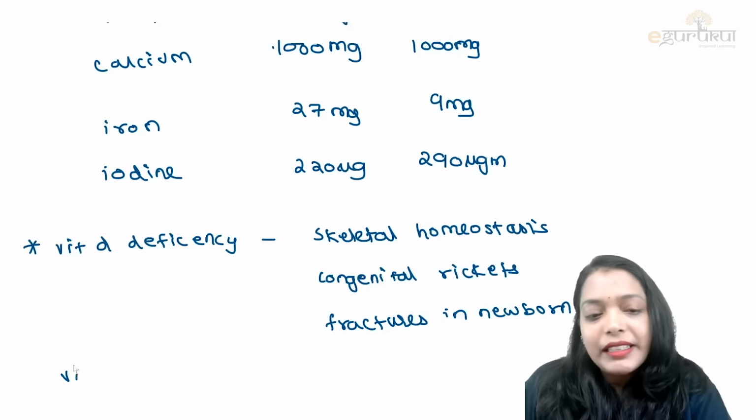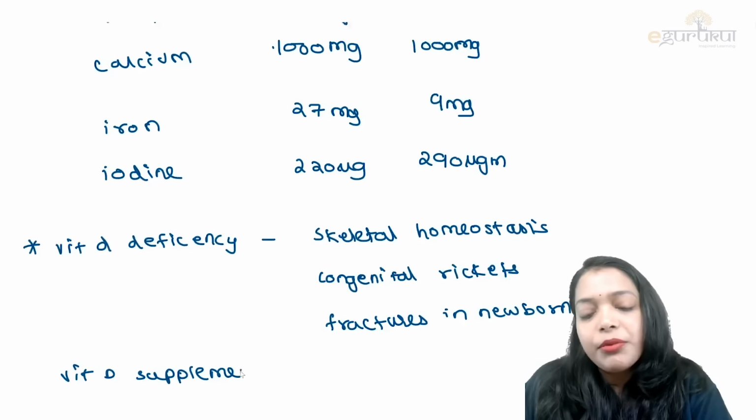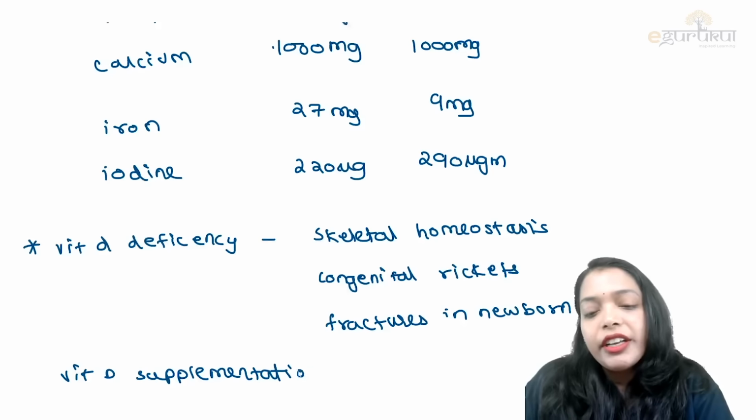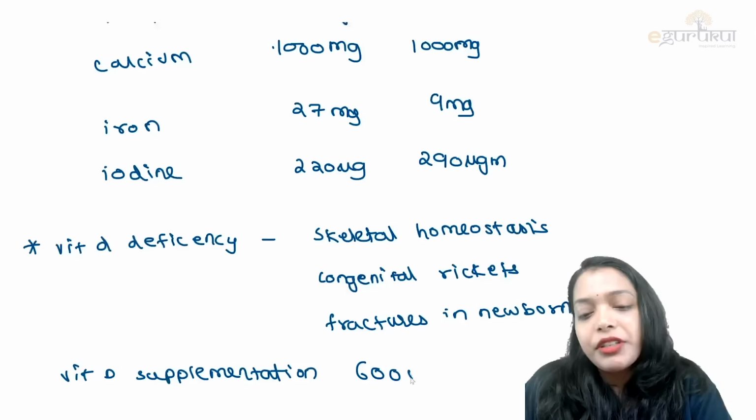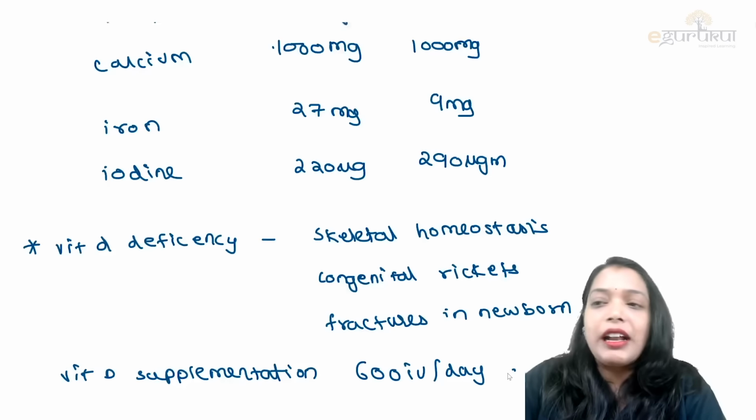So vitamin D supplementation as per Williams should be given along with the calcium. It should be 600 international units per day. It should be 600 international units per day, right?